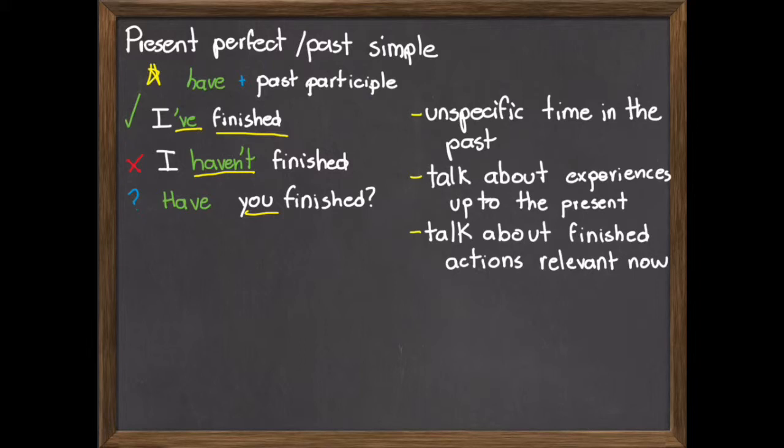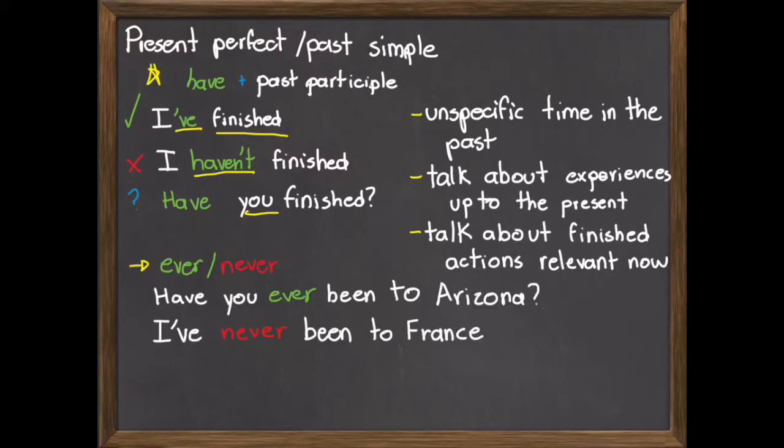Now, we also use the present perfect with the words ever and never. Here we have a couple of examples. Have you ever been to Arizona? We are not asking about a specific time in the past. We're asking about just this experience at any time in your life. You could say, yes, I have, or no, I haven't. Now, another sentence could be, I've never been to France, meaning that it's an experience up to the present.